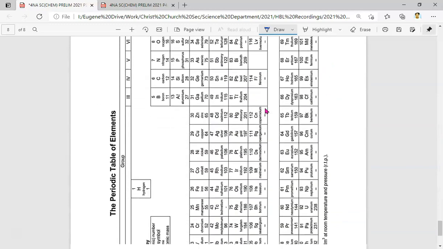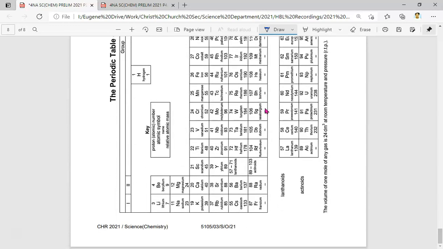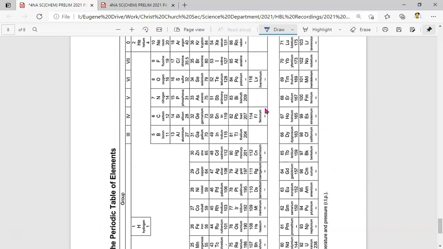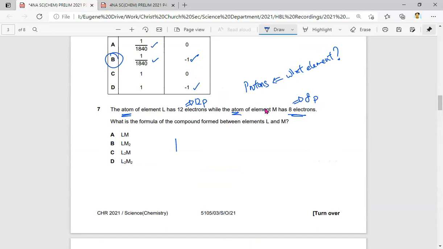I think now you should have a periodic table. So 12 protons. The top number is the proton number, over here. So element L is actually magnesium. The other one has 8 protons. It's actually oxygen. So L is magnesium. M is actually oxygen. So what's the formula of the compound?